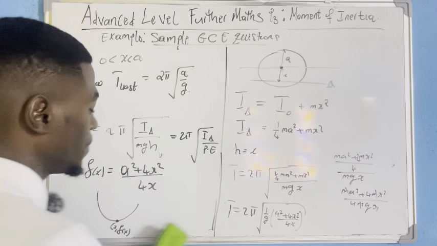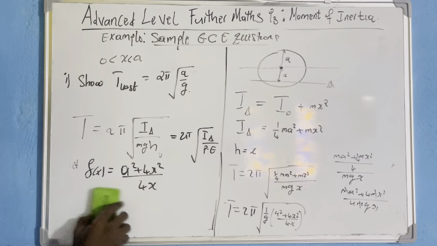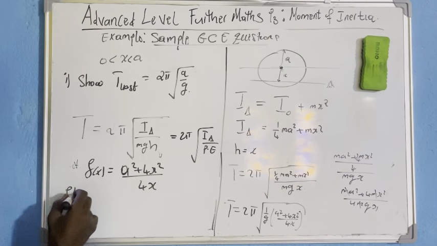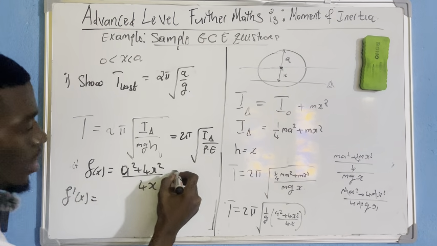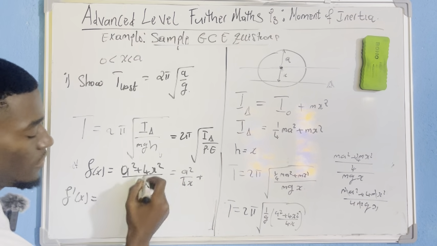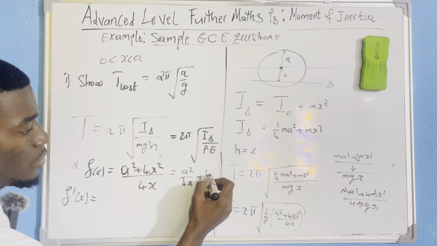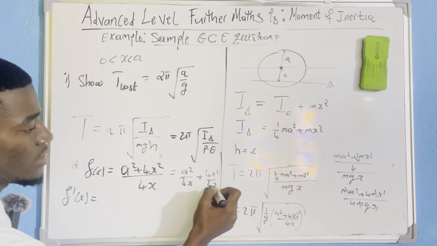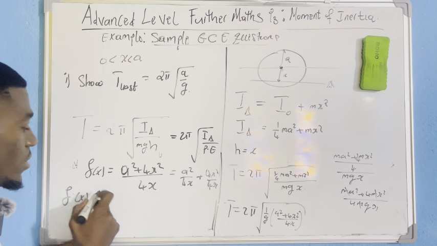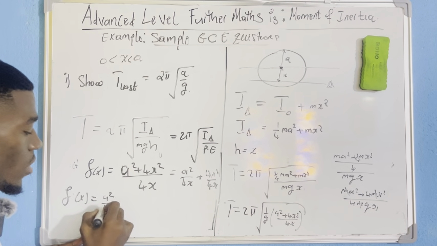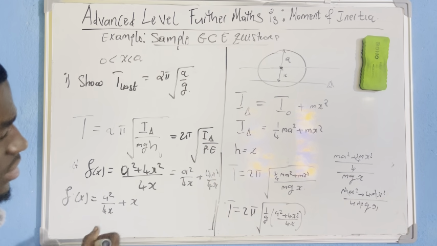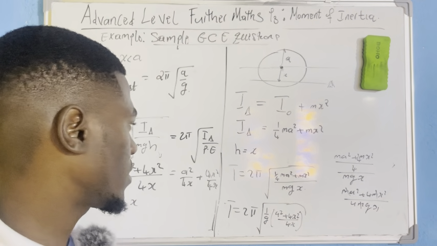So let us differentiate quickly. You see that f prime of x here will be what? Now here I can open a bracket. I will have a squared all over 4x, plus 4x squared all over 4x. The 4 cancels here, the x cancels here. So I am differentiating a squared all over 4x plus x. You see now? A squared all over 4x plus x.